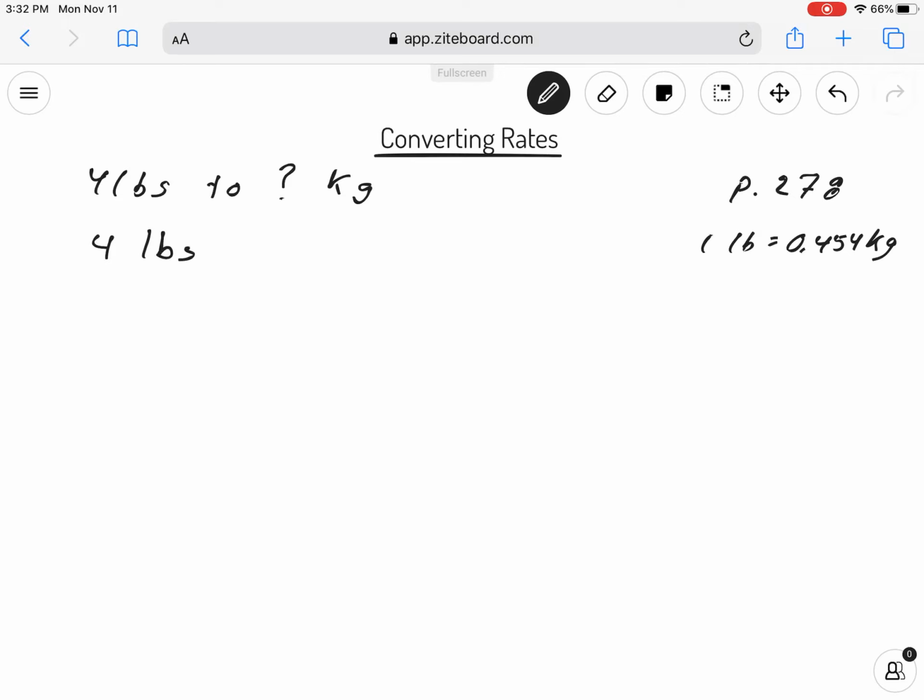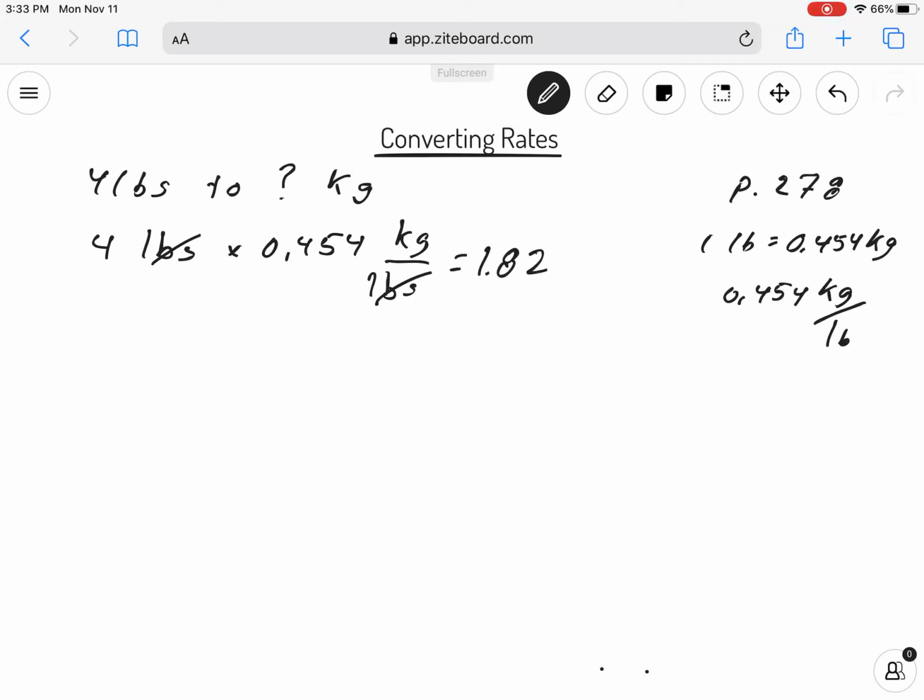and I need to get into kilograms, right? I'm going to just simply multiply, since I have 0.454 kilograms for 1 pound per pound. I just need to multiply that. So I have 0.454, and then that's kilograms over pounds. The pounds cancel, and I am left with 1.82 kilograms.